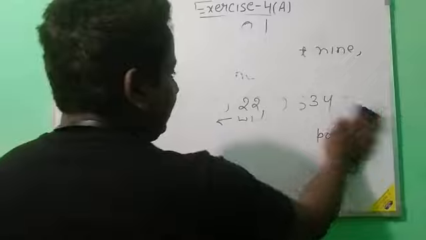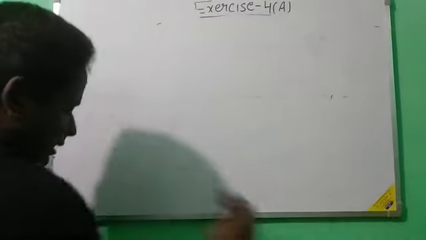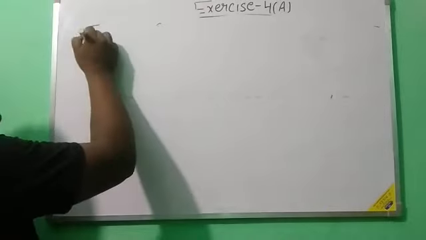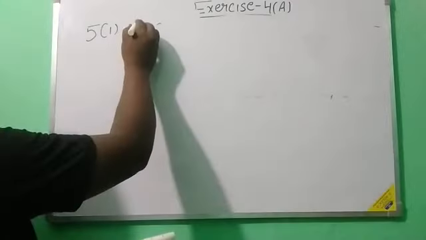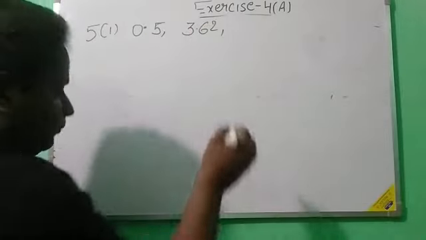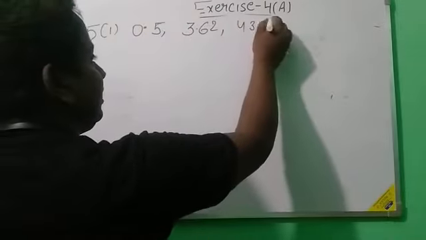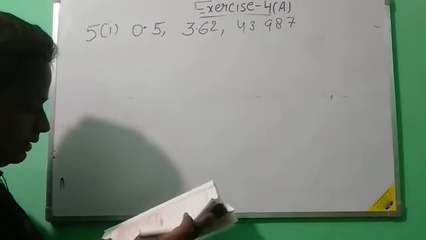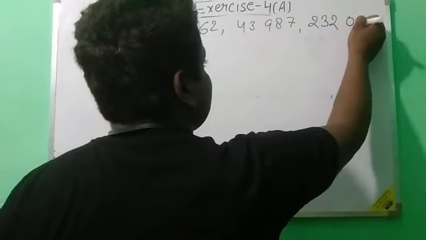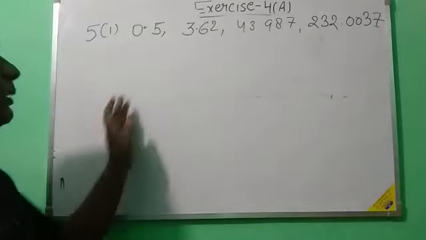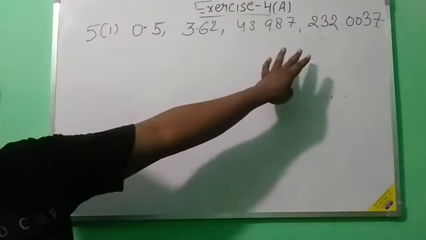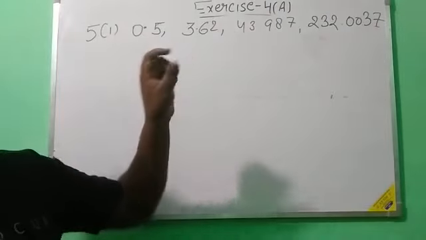Now we will move to the last question of this exercise, that is question number 5. In question number 5 you need to convert these numbers into like fractions. Okay. So first part of question number 5 is 0.5, 3.62, 43.9, 0.987 and 232.0037. So you need to convert these numbers into a like fraction. As you know what is like fraction. To convert these numbers into like fraction, you need to equalize the decimal places.